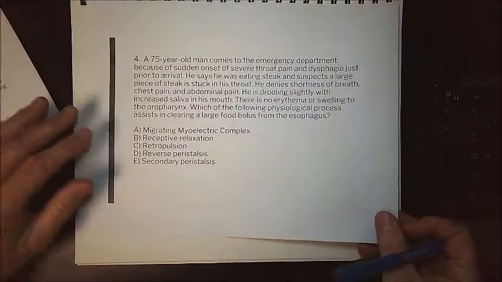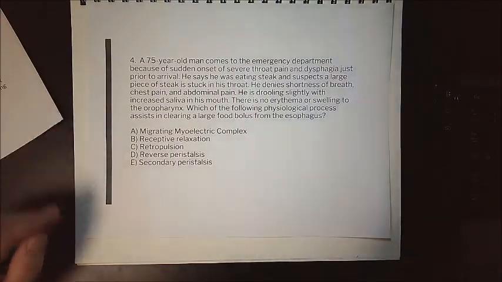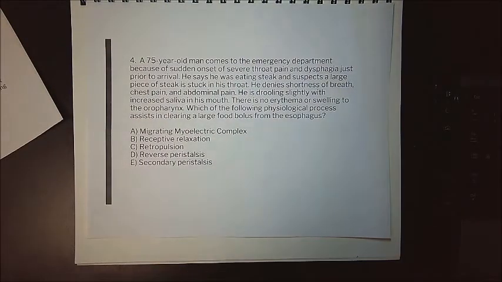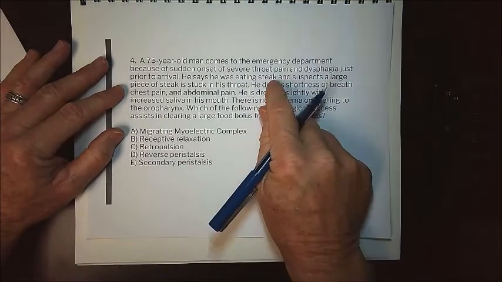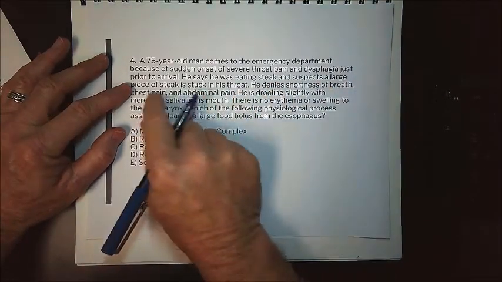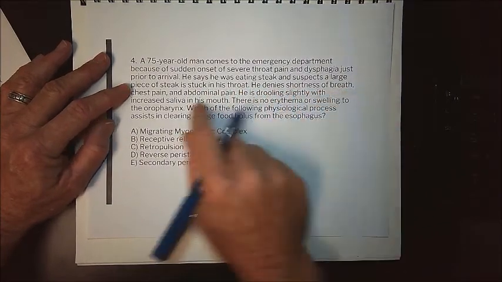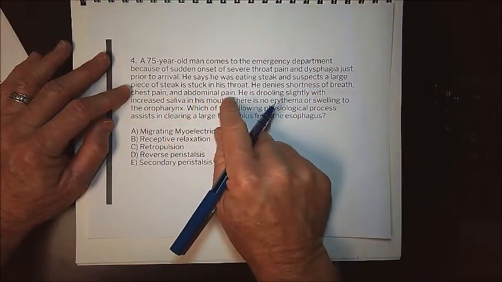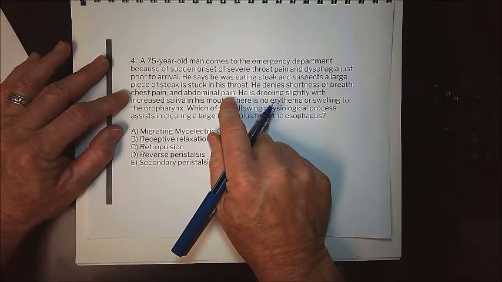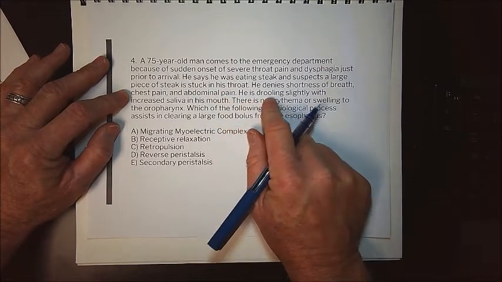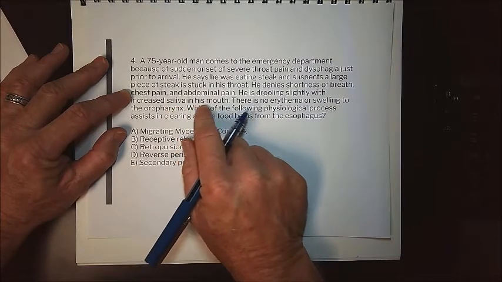This next one: a 75-year-old man comes to the emergency department because of sudden onset of severe throat pain and dysphagia just prior to arrival. He says he was eating steak, a heavy meal, and suspects a large piece of steak is stuck in his throat. He denies shortness of breath, chest pain, and abdominal pain. So this looks pretty much like it's going to be something in the airway. He is drooling slightly with increased saliva in his mouth.